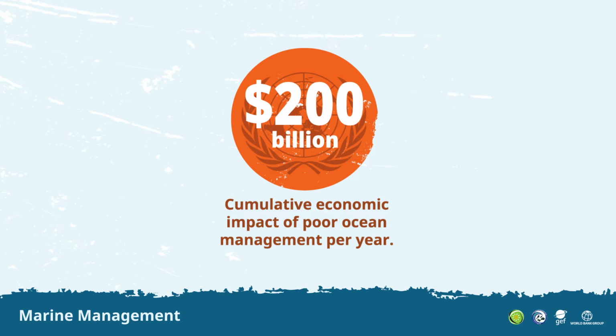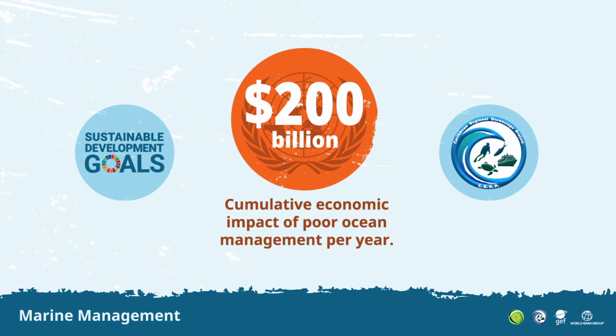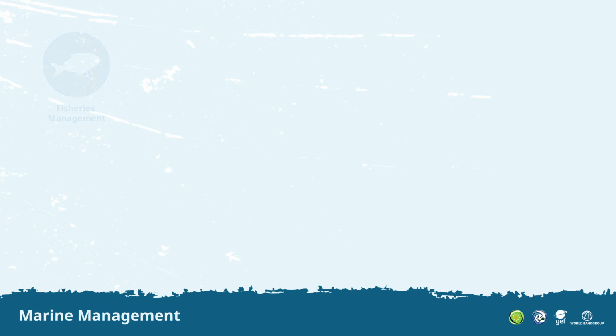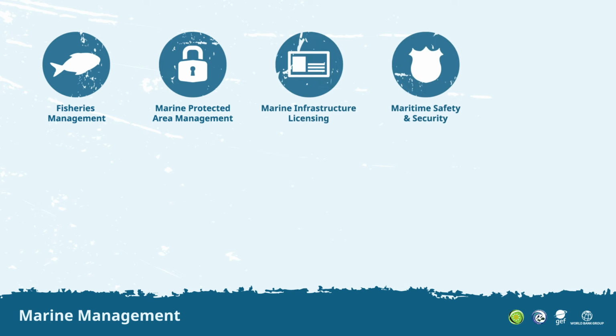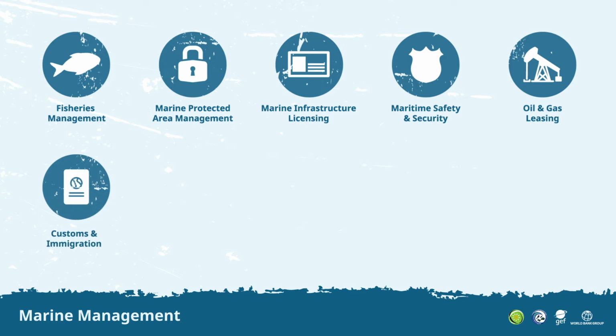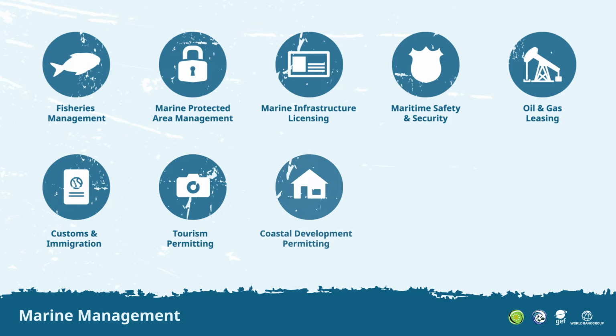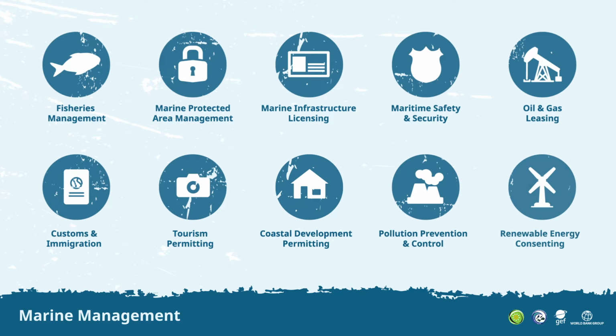This includes strengthening policy at a global, regional and national level, including the Sustainable Development Goals and the ECROP, and the development of new tools such as marine spatial planning to help countries balance different uses and interests. Types of marine management include those shown here, ranging from fisheries to oil and gas, and marine protected areas to tourism. In this module, we look in more detail at the management of some of these individual sectors and activities.